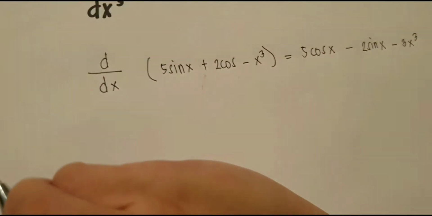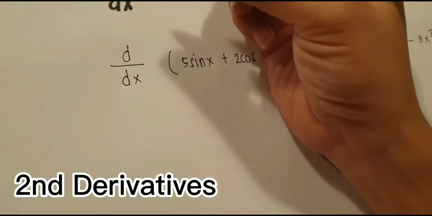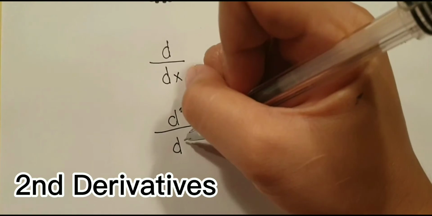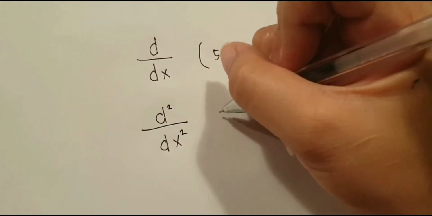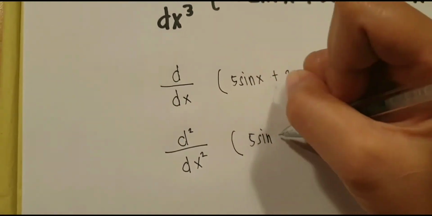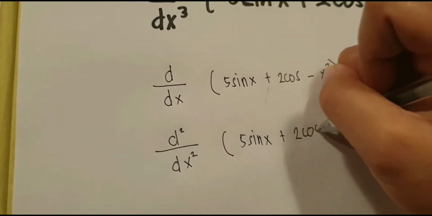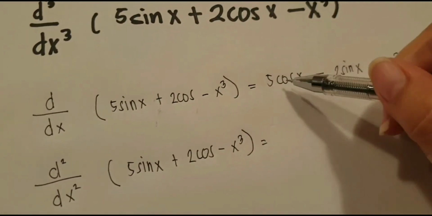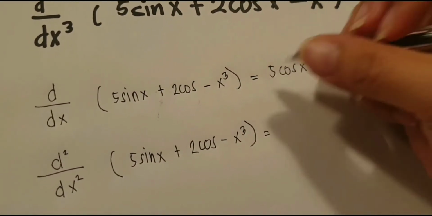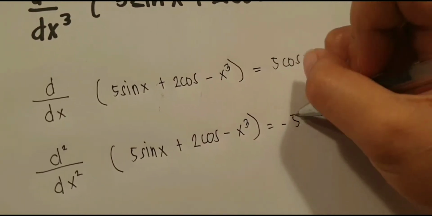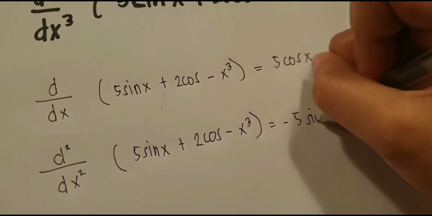So let's continue to compute the second derivative. So d squared over dx squared of the given, 5 sine x plus 2 cosine x minus x cubed, is equal to. To get the second derivative, we differentiate again the result we got from the first derivative.